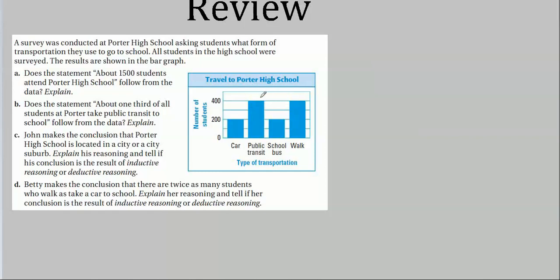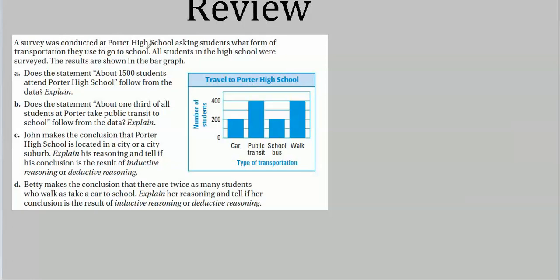So what do we got here? We got 400 and 400 is 800. 200 is 1,000, and 200 is 1,200. Well, I don't see 1,500 out of this. Maybe I'm reading it wrong. Is there something up here that would indicate that less than all students responded? All students in the high school were surveyed.